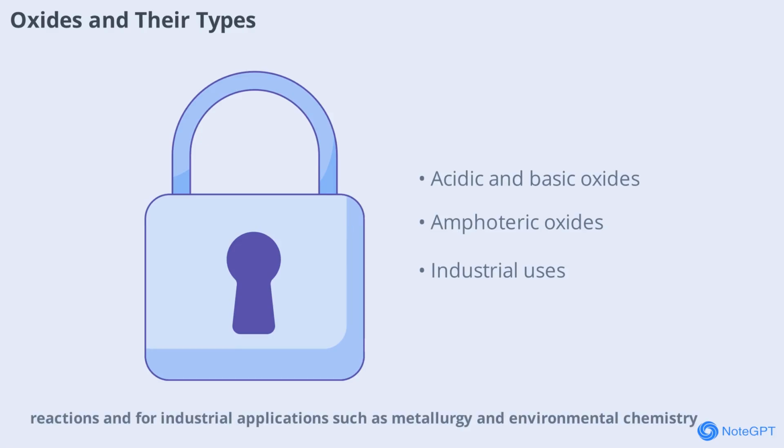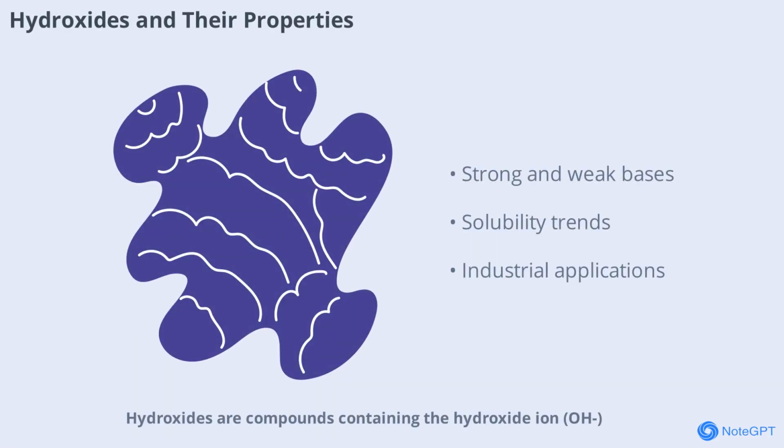Hydroxides are compounds containing the hydroxide ion, OH-. They can be strong or weak bases depending on their solubility and dissociation in water. Hydroxides play a crucial role in acid-base chemistry and are widely used in industry, such as in the manufacture of soaps and detergents. Understanding their properties helps in predicting their behavior in chemical reactions.